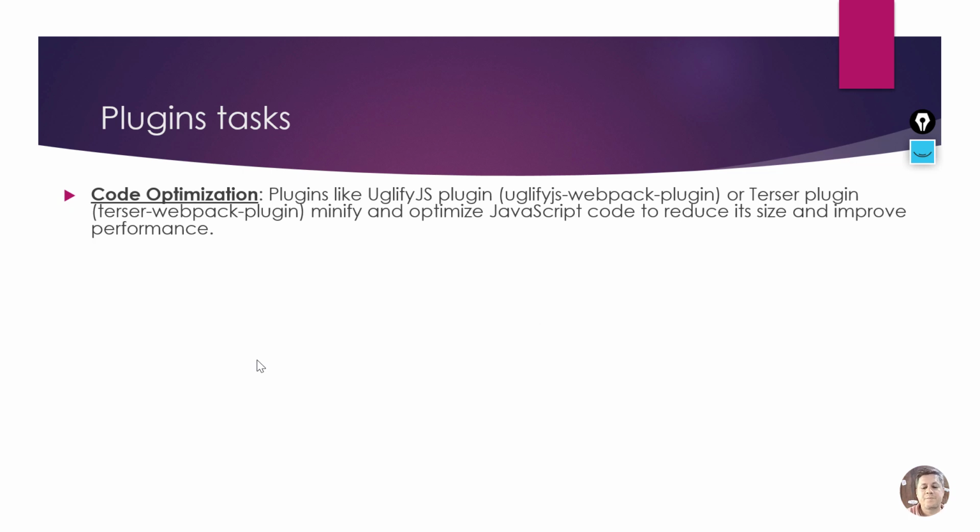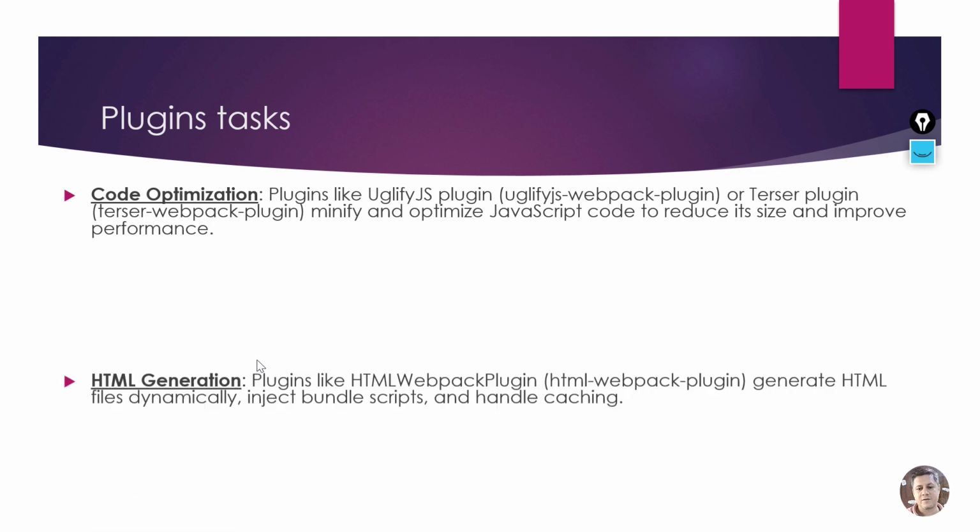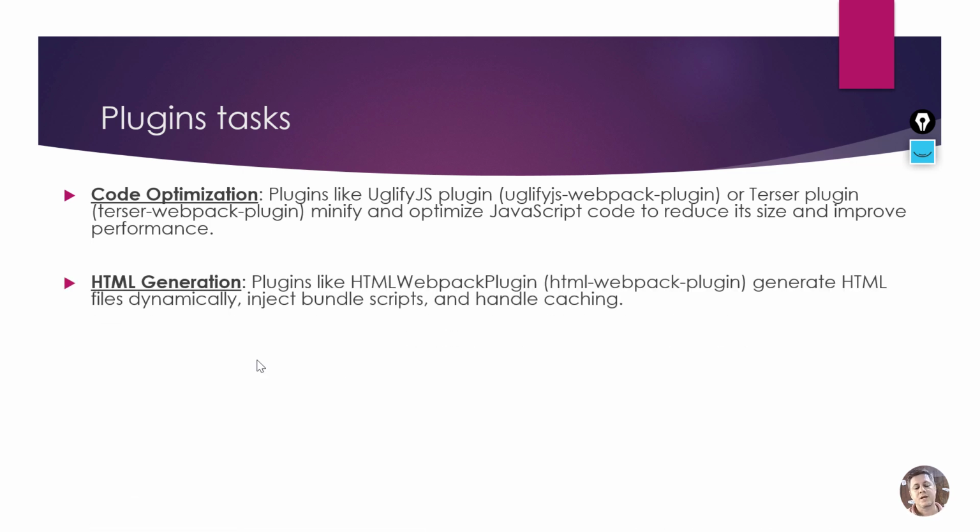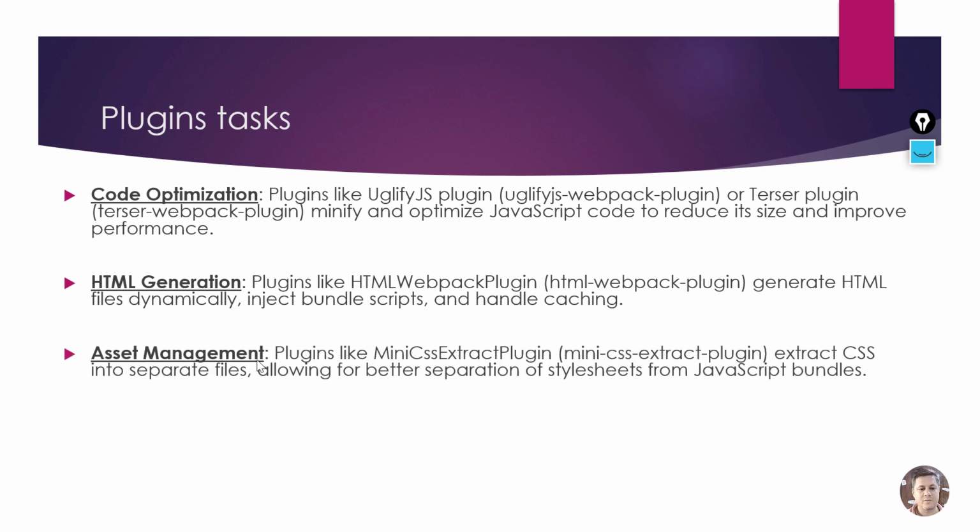So you see one of the plugins is UglifyJS webpack plugin. What it does is minification. So there is JavaScript code written in the traditional way, and we want a minified version. We can use the Uglify plugin from webpack. If we want to generate the HTML, there is a plugin called HTML webpack plugin. It will create the HTML code so that it will be understood by the browser.